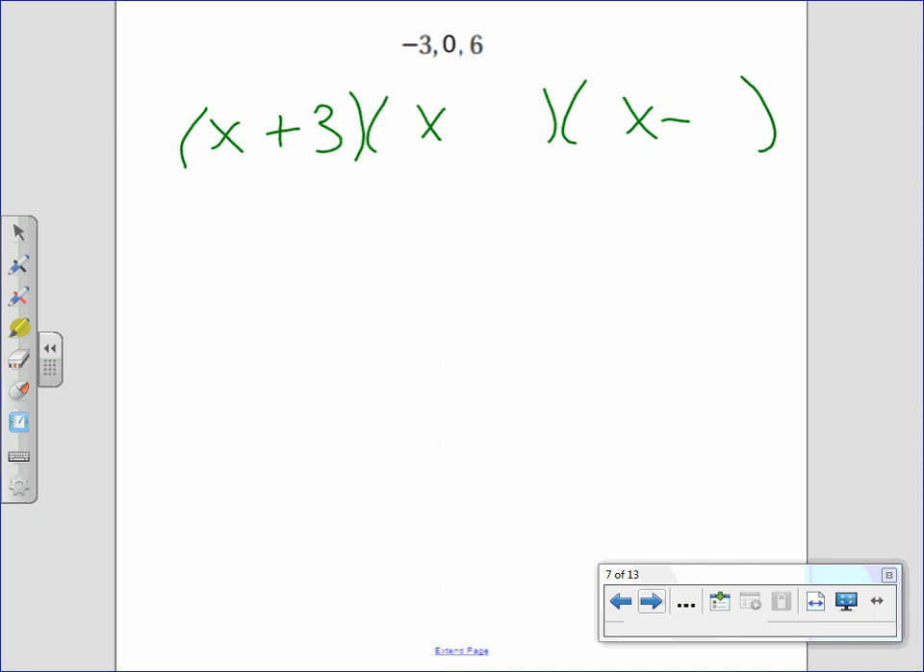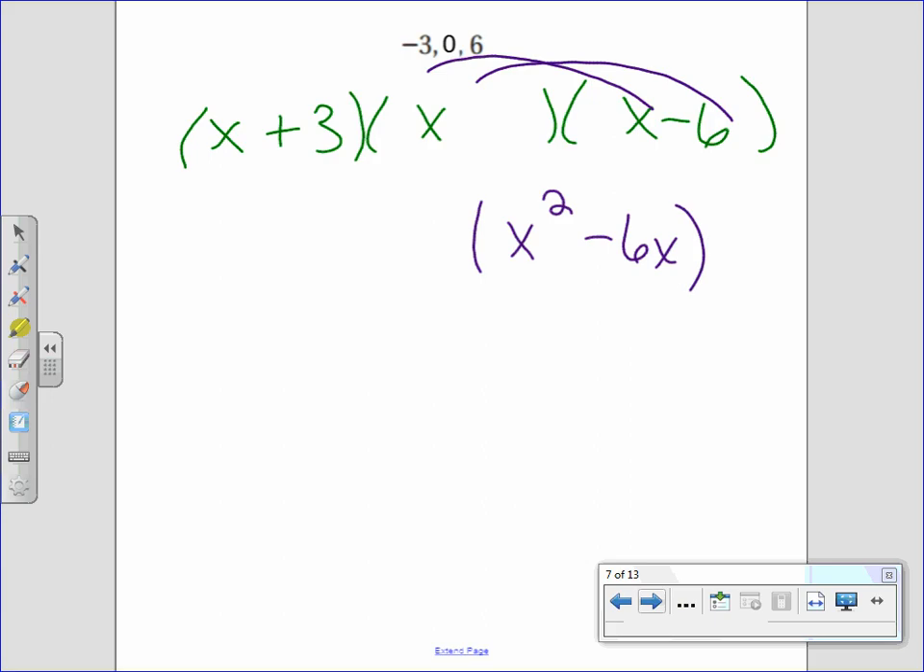X minus 6, perfect. So dealing with that middle x is going to be the easiest. I would actually go ahead and deal with it first. I would distribute it to one of my 2 binomials. It doesn't matter which one. I just went ahead and distributed it to my second one. Got x squared minus 6x. And then I have to FOIL my result with my original x plus 3.